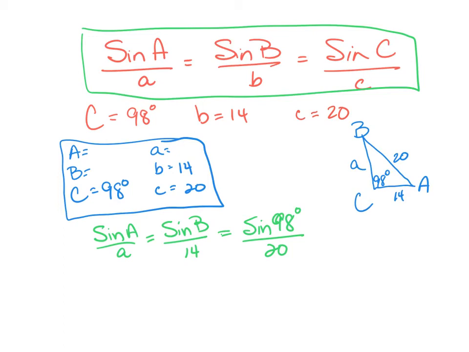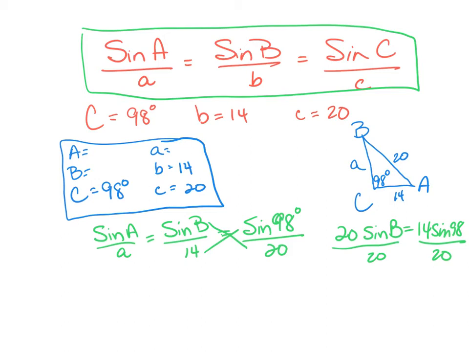So I look here. You have to find a fraction now that only has one thing missing, which is that second fraction. I'm going to cross multiply and let the math take you there. Don't try to reinvent this. It's 20 sine of B equals 14 sine of 98. Is the sine of B alone yet? What do we have to divide by? 20. Divide by 20.